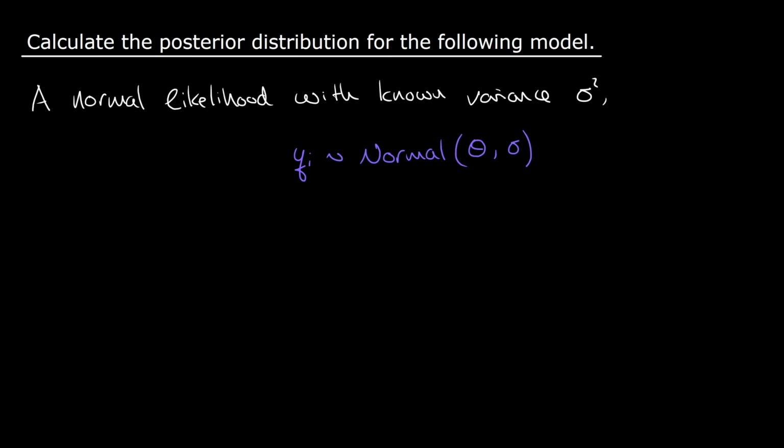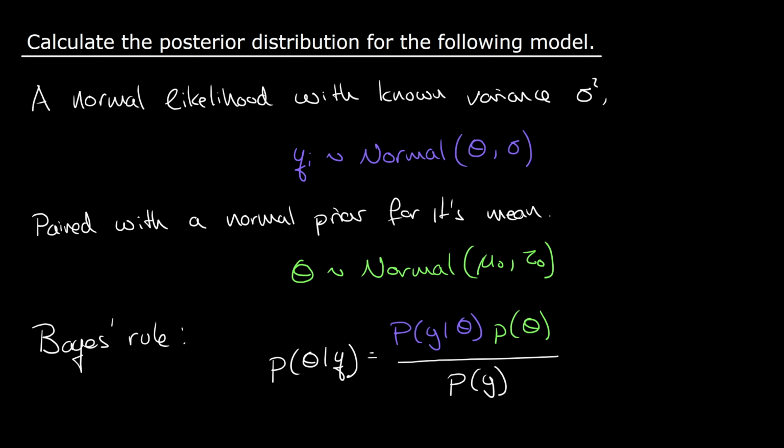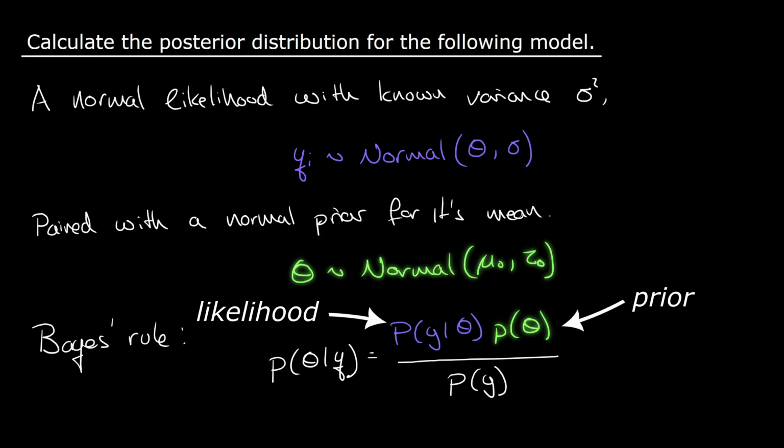We need to calculate the posterior distribution for a model composing a normal likelihood with mean theta and known variance sigma squared, with a normal prior distribution for theta with hyperparameters mu0 and tau0. To get started, we apply Bayes' rule. It tells us that the posterior is equal to the likelihood, in purple, multiplied by the prior, in green, divided by the evidence.